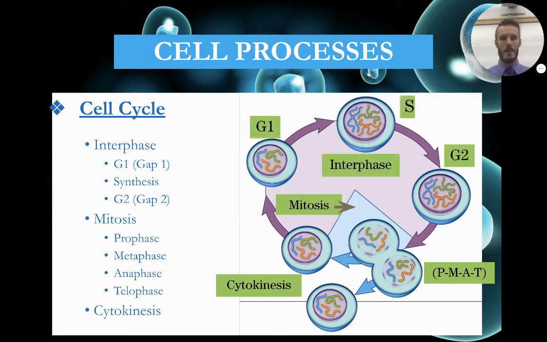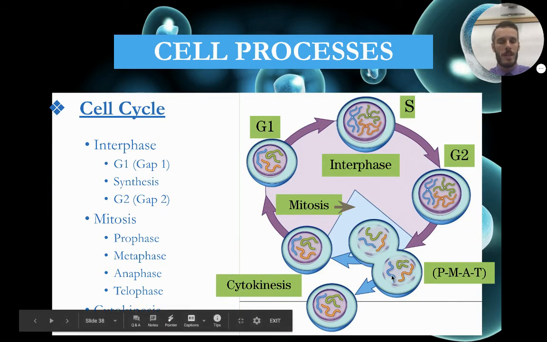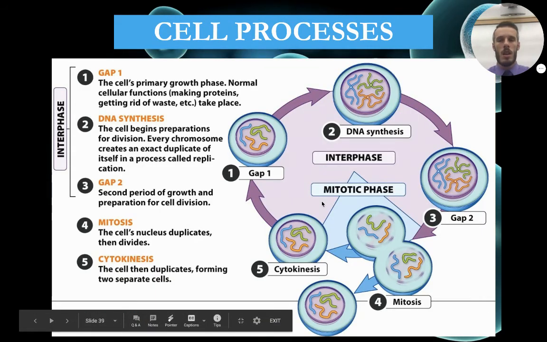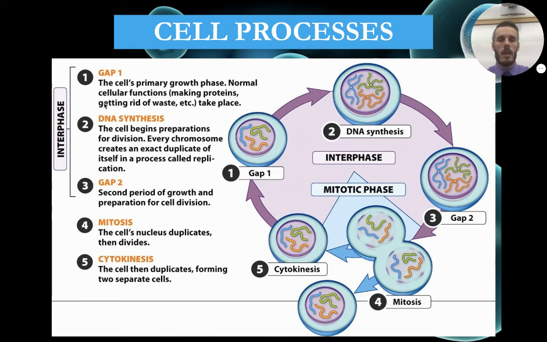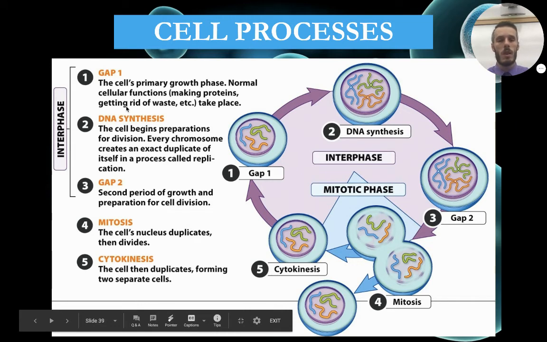Oh, there you go. I don't know why it took so long for those to come up. But yeah, so we have gap 1, synthesis, gap 2. So growth, DNA replication, more growth, as well as organelle replication. And then we get to prophase, metaphase, anaphase, telophase before finally cytokinesis and starting the whole life cycle all over again. Okay, so here basically same descriptions as I just gave you. All right, I really like this diagram though. I think it's really nice and helpful.